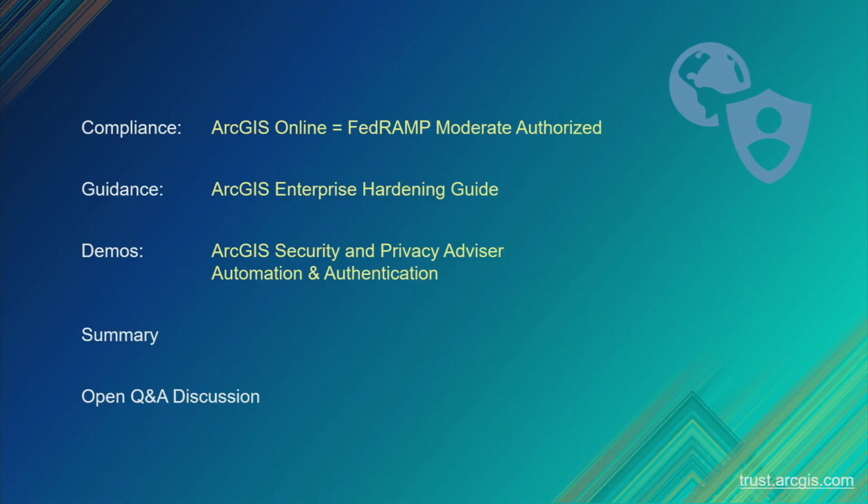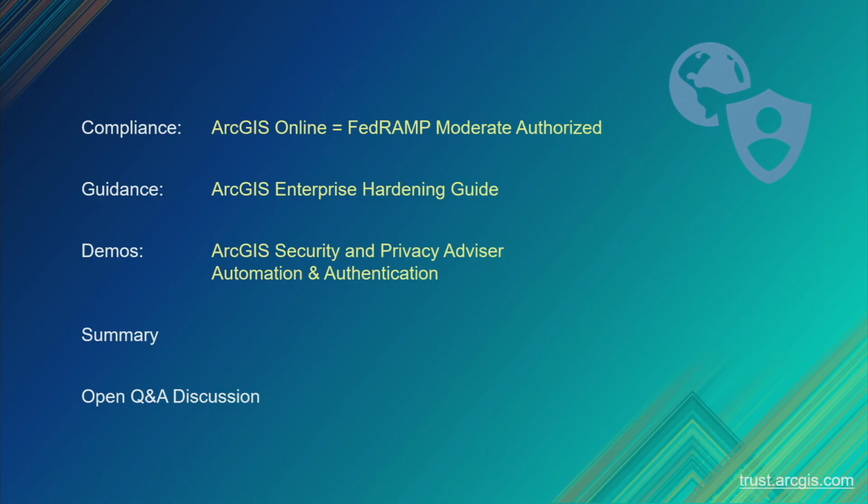We're now FedRAMP Moderate authorized, which means that from a federal perspective you can store private data, PII, and, what's the other one? Controlled unclassified information. Talked about the hardening guide, then looked at the security advisor, which is kind of a shortcut to implementing the hardening guide. And finally, concluded with automation and authentication and the new API key, which I highly recommend you take advantage of. So that covers all of our topics, and I'll stay here for about 10 more minutes with questions.